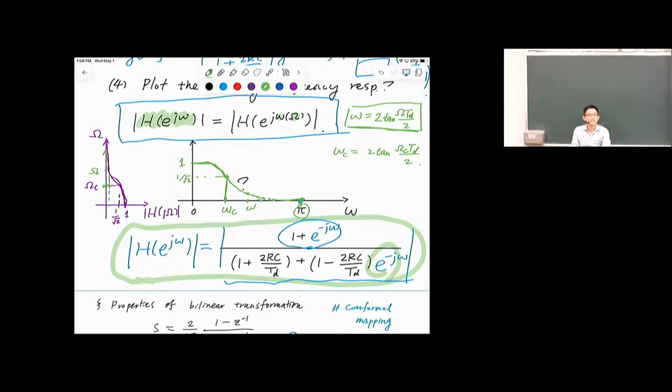So my answer to your question, will they look similar? Yes, they will look similar. And of course, let's say if you have to design an analog filter which looks like this, then your digital filter, after bilinear transformation, will also have a similar shape.